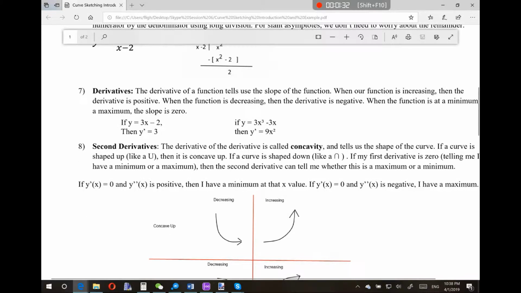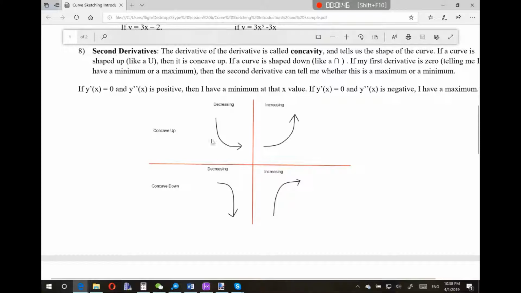Our derivatives tell us the slope of a function. So if we want to know the intervals where our function is increasing or decreasing, we would derive. If we want to know the critical points, we would derive. Critical points are any points where the slope is equal to 0. Our second derivative tells us concavity. That's the shape of the curves.